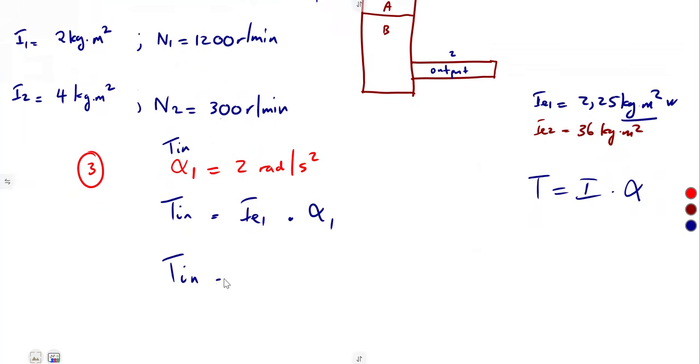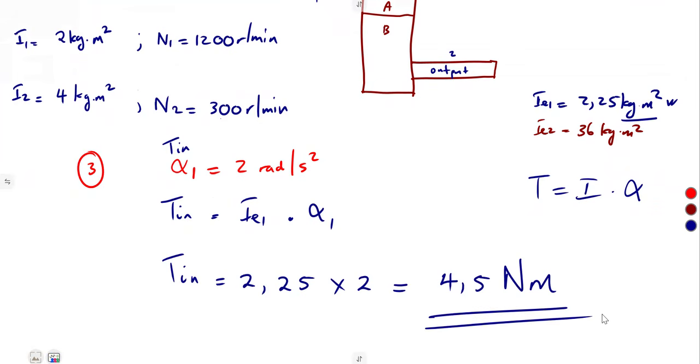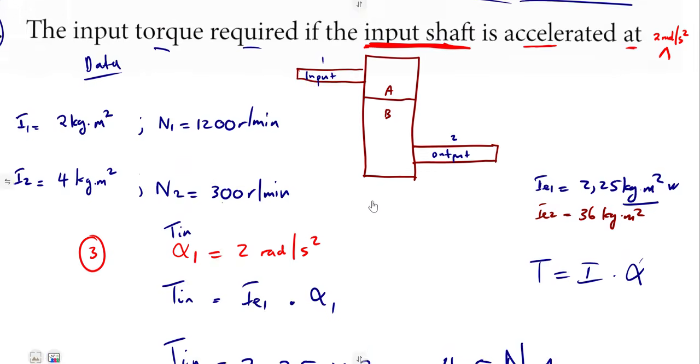So let us just substitute. The equivalent moment of inertia we calculated as 2.25. Then the angular acceleration being 2 as we are given. Multiplying these, we're going to get 4.5. So this is torque measured in Newton meters, just like that. So you see, guys, it is just a direct application of formulas. We shall see in the next classes how questions can be given.